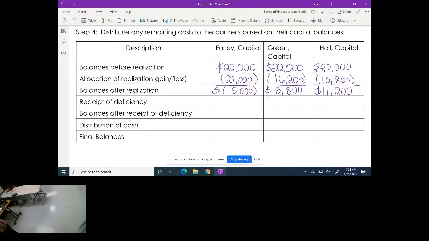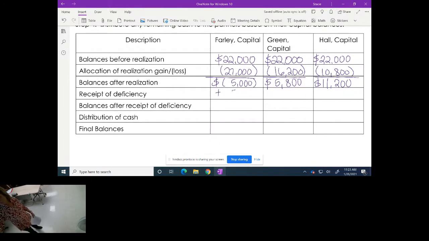Technically, Farley, because he's got a deficit, should put $5,000 of his own money into the partnership to zero that out, because he's in the hole. What if he doesn't have it? Then he ain't gonna put it in there. If he hadn't got the money, then that 5,000 is gonna have to be, they're gonna have to eat it. So in this problem, we are assuming that he can pay it.